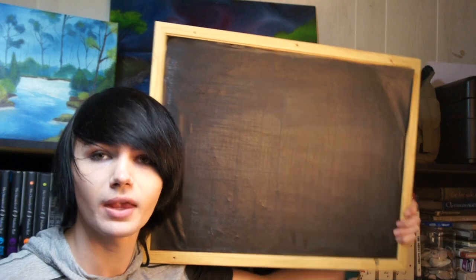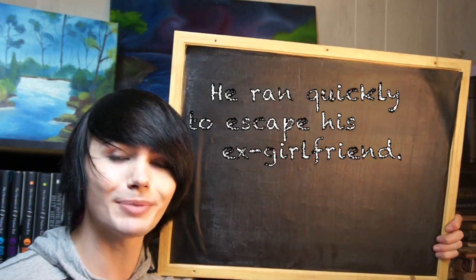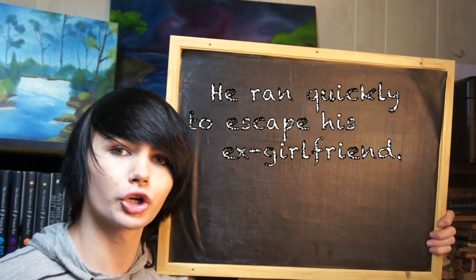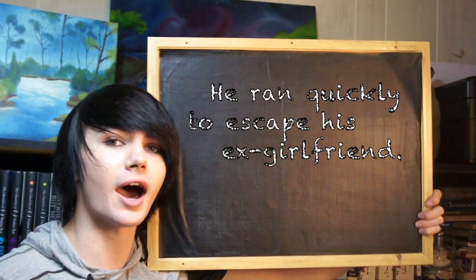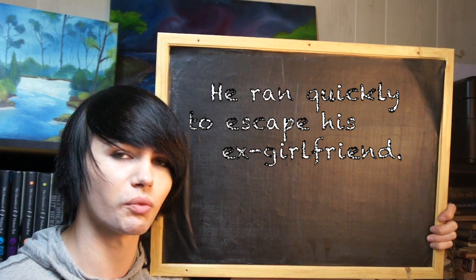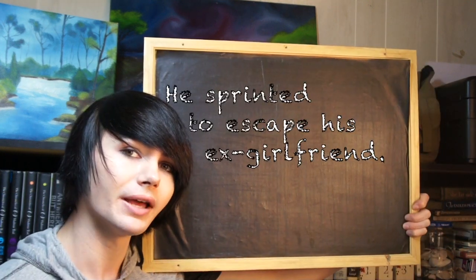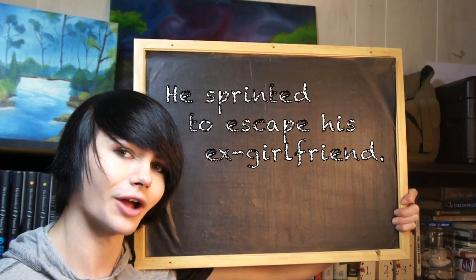For example, he ran quickly to escape his ex-girlfriend. The word quickly modifies the word run, but we can cut the modifier and the word it modifies. Now, he sprinted to escape his ex-girlfriend. See what I mean? Sorry for the bad example, but just remember, modifiers are words used to describe other words. I can go more into modifiers in a later video if you like.